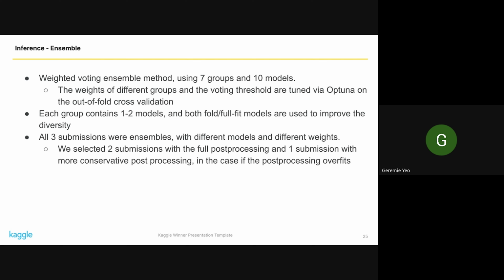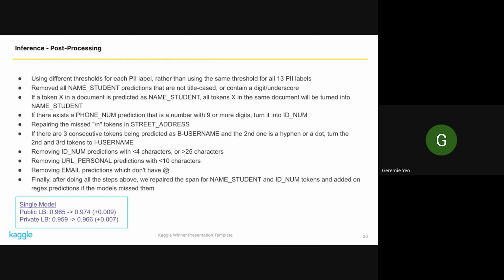For ensembling, we use a weighted voting method with 7 models and 7 groups, and 10 models. We realized that a large number of groups is required for this method to be effective. We tried with 2 groups and 3 groups and they did not improve the CV score. In each group, both full and full-fit models were used to improve diversity. In the end, we selected 3 ensembles, 2 with post-processing and 1 with less post-processing in case it overfits. Next slide.